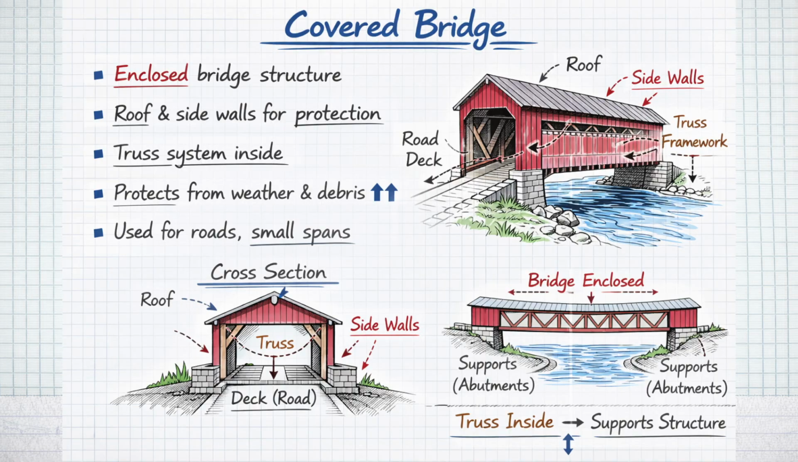21. Covered bridge. A covered bridge is typically a wooden truss bridge enclosed with a roof and walls. The covering protects the internal structure from weather, extending its lifespan. The internal truss carries the load, and these bridges are common in historic rural areas.